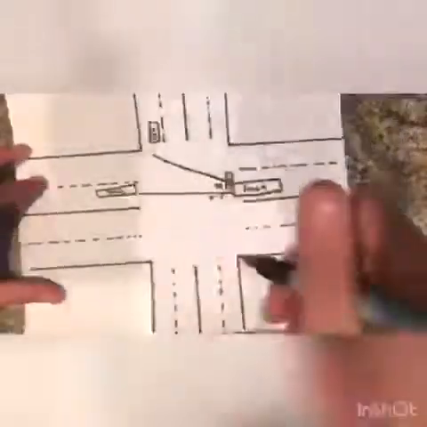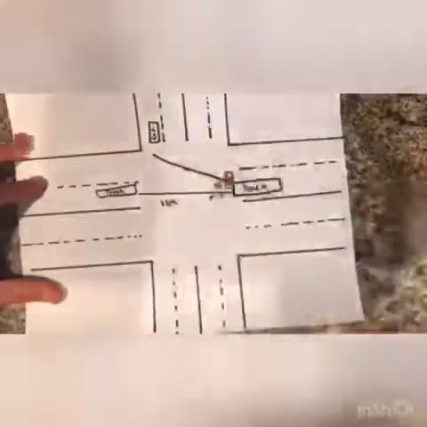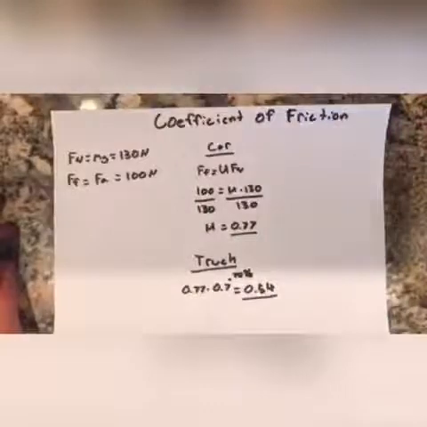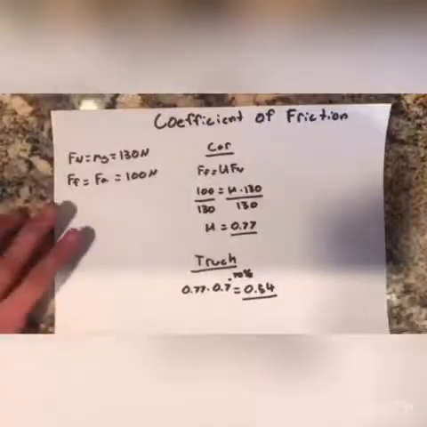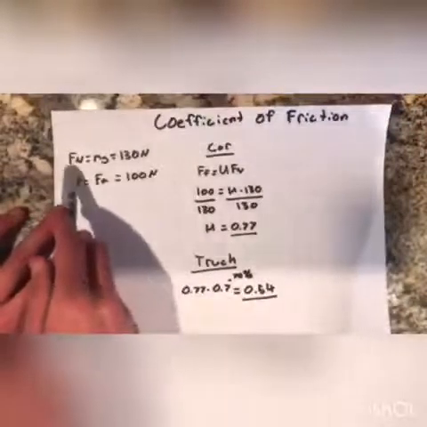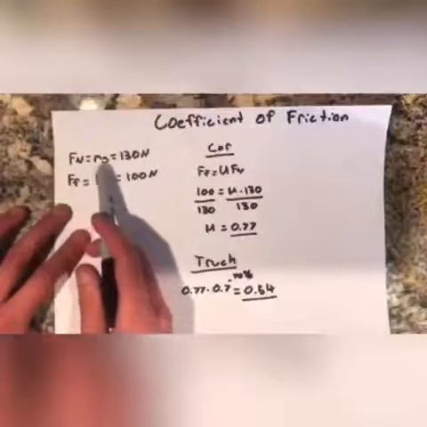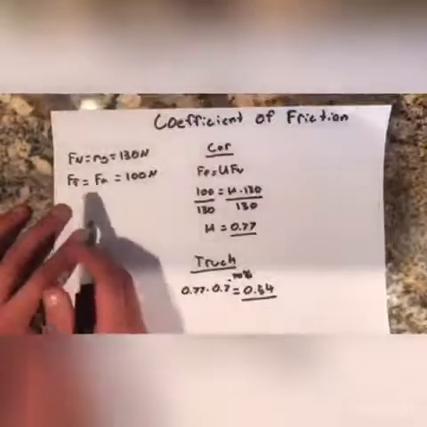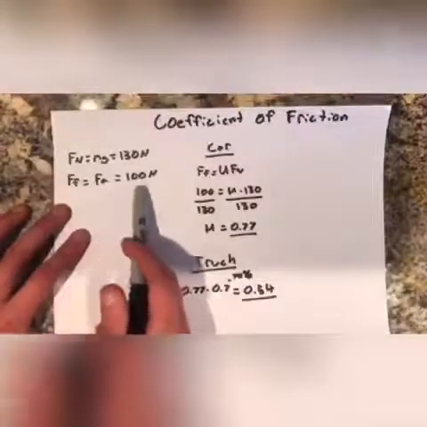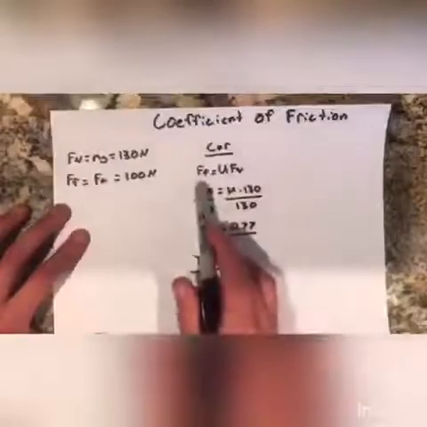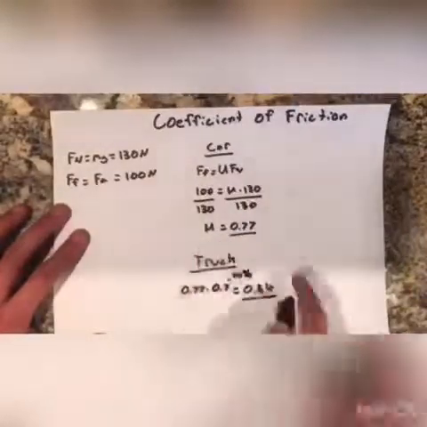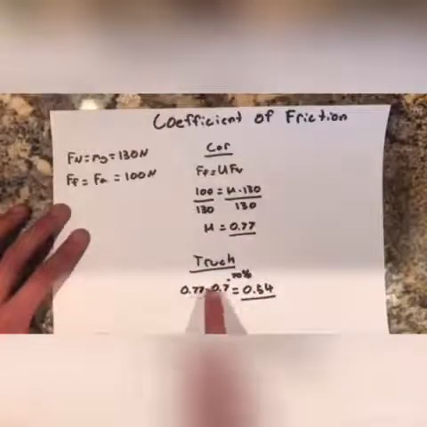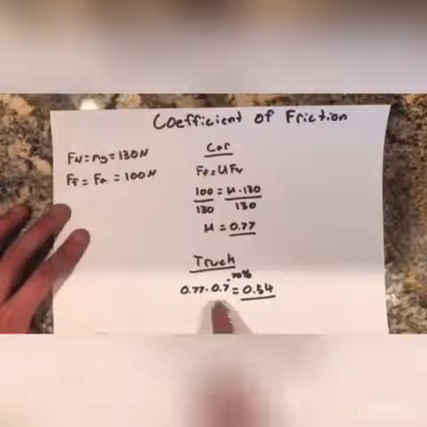Also, we know that the truck skidded 11 meters before stopping, while the car skidded 8.2 meters before stopping. So, to find the coefficient of friction, we used some of the information that was given to us. We know that the normal force is equal to the mass times gravity, which is equal to 130 newtons, and the force of friction in this case is equal to the force applied, which was given to us as 100 newtons. So using the formula Ff equals mu Fn, we can solve that the coefficient of friction for the car is 0.77, while the coefficient for the truck is 70% of that, which is 0.54.